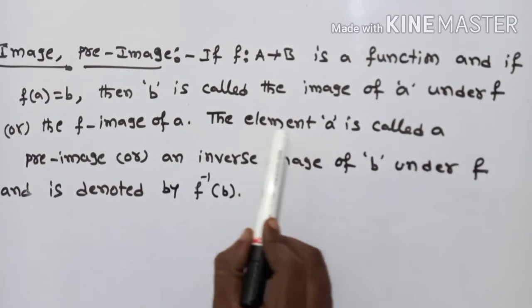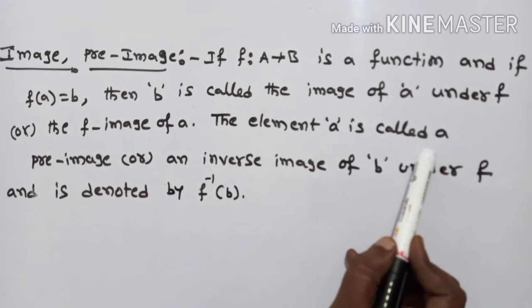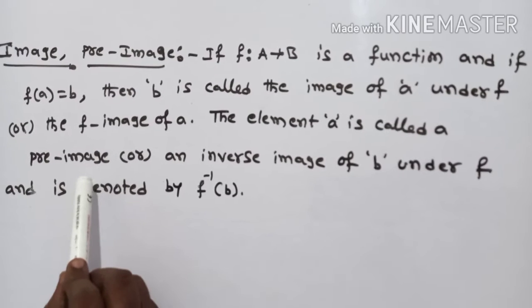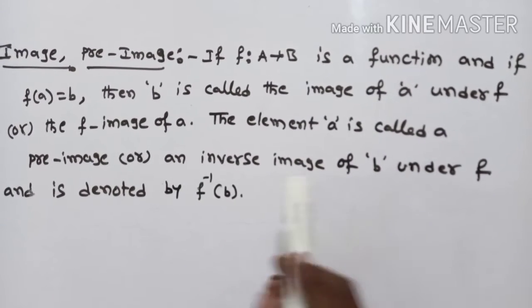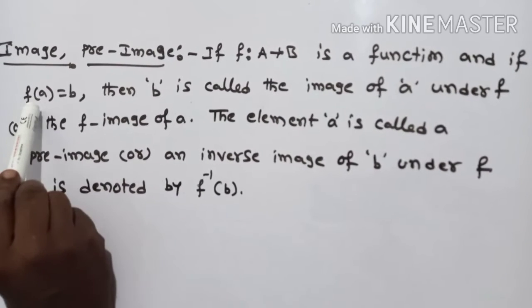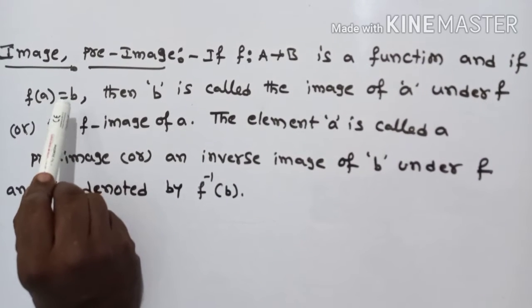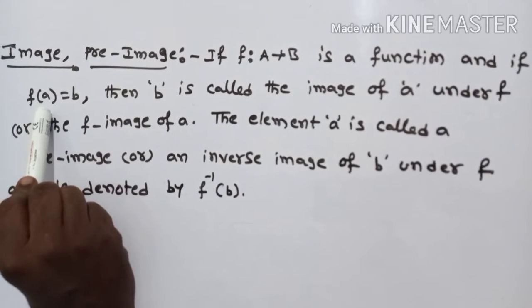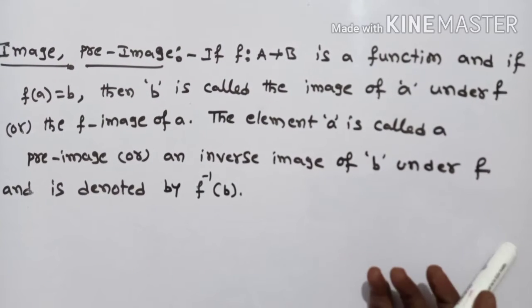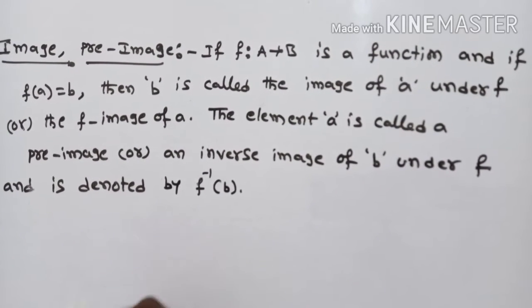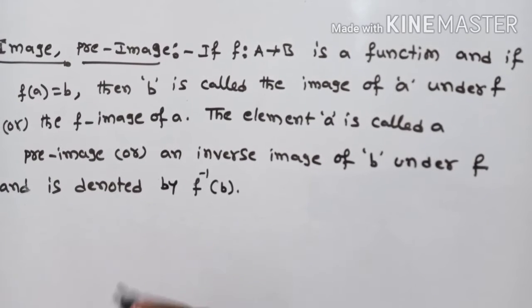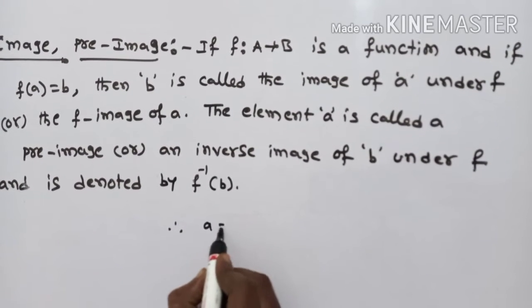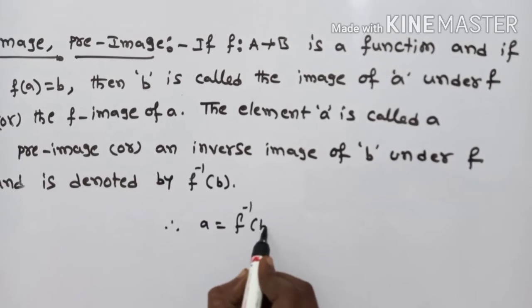The element a is called a pre-image or inverse image of b. Pre-image and inverse image are the same. a is called the pre-image of b, and b is called the image of a under F. It is denoted by F inverse of b. Therefore, a is equal to F inverse of b.